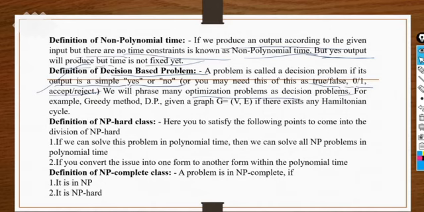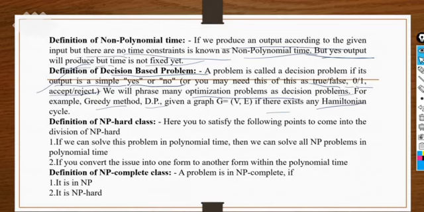So we will phrase many optimization problems as decision problems. I've already given you examples, like some 3D and dynamic programming, graph solving problems, the Hamiltonian cycle problem, that we will discuss as a decision based problem for which we can give the answer in yes or no. Does any solution exist for the problem or not? These types of problems are known as decision based problems, which we will discuss here in order to categorize them into the different complexity classes that we have right now, right?